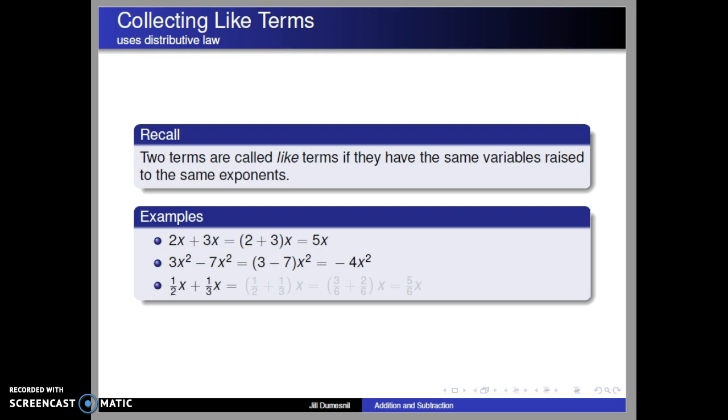1/2 x plus 1/3 x can be computed similarly. We get the quantity 1/2 plus 1/3 times x using the distributive law. Now we need common denominators to add the fractions. Using a common denominator of 6, we get 3/6 plus 2/6 times x, which equals 5/6 times x.